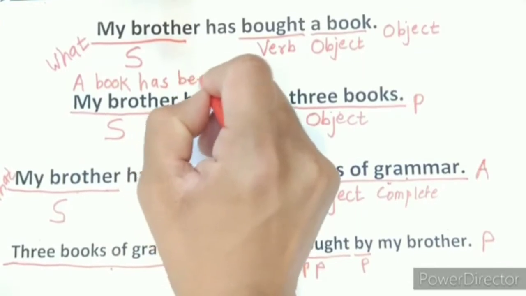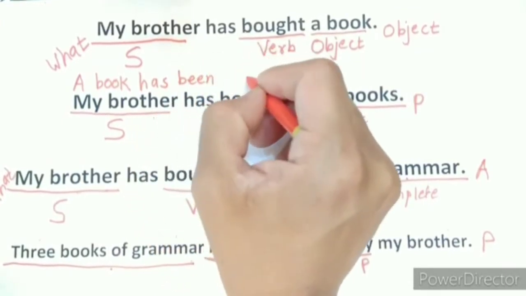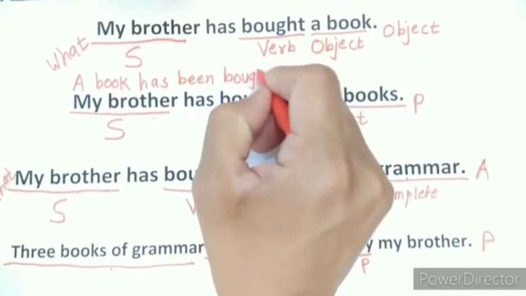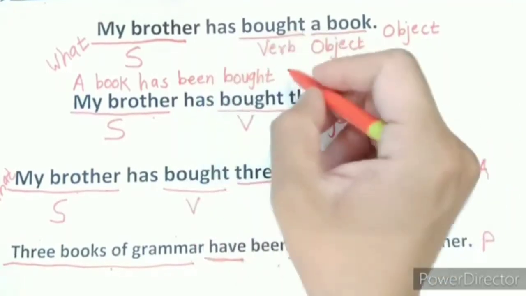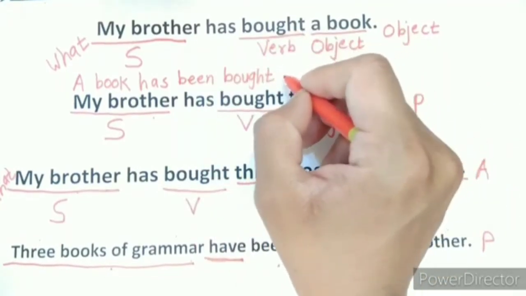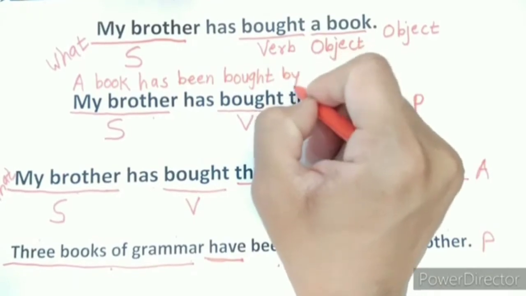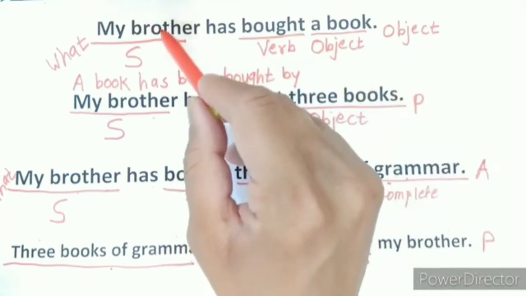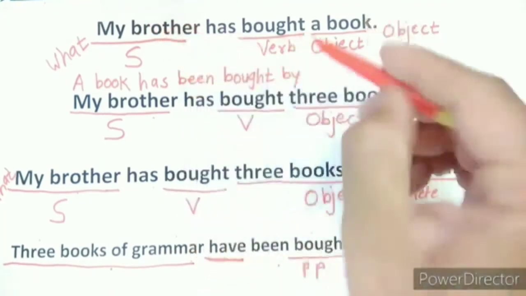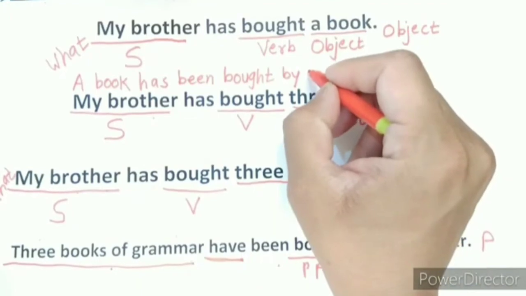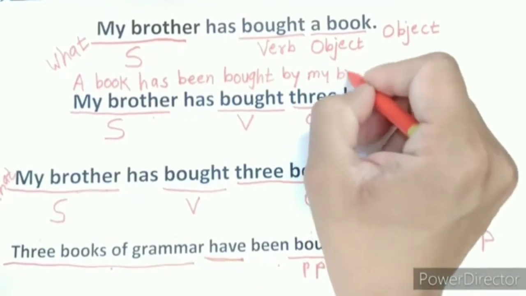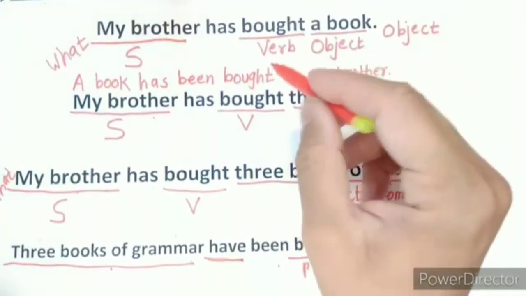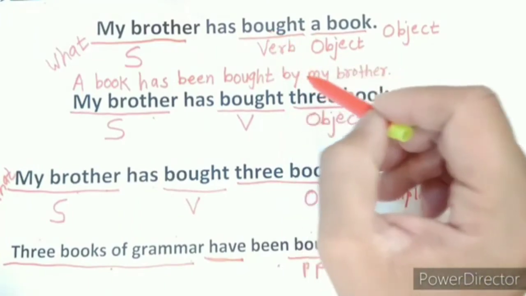Then been, past participle form of the verb bought. A book has been bought. After past participle form we have to use the preposition by, and then at the end of the passive voice we have to swap this subject at the end of the passive voice. So this is how we have converted this active sentence into passive sentence.